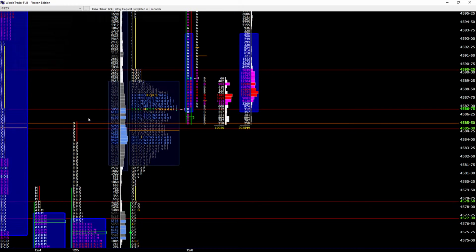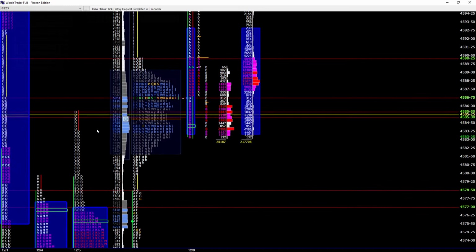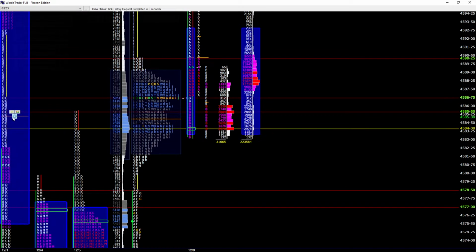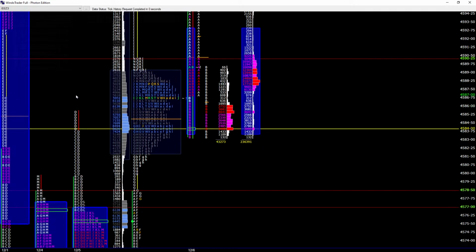Next thing on the lower side, this level. Next thing, this level. Every single one is being bought. This one has been traded. I don't care about those ones anymore.